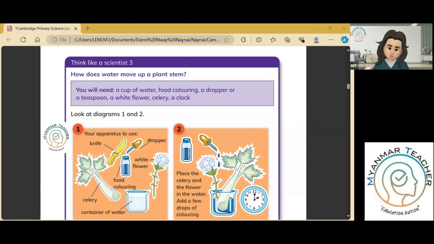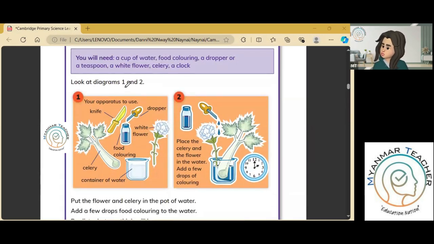Think like a scientist 3. How does water move up a plant stem? You'll need a cup of water, food coloring, a dropper, a teaspoon, a white flower, celery, and a clock. Look at diagrams 1 and 2. In diagram 1, they show the apparatus, which means the stuff you need, just a scientific term: a knife, celery, a container of water, a dropper, a white flower, and food coloring.